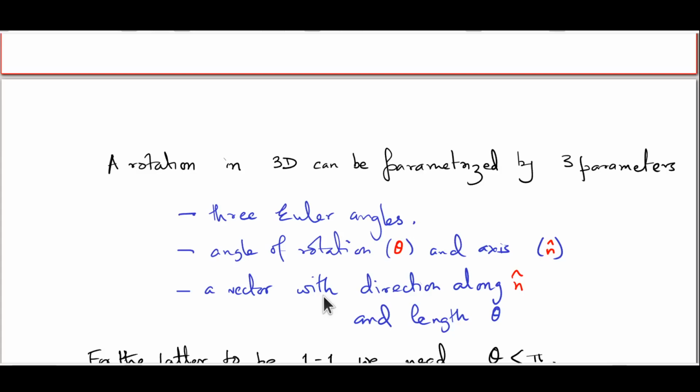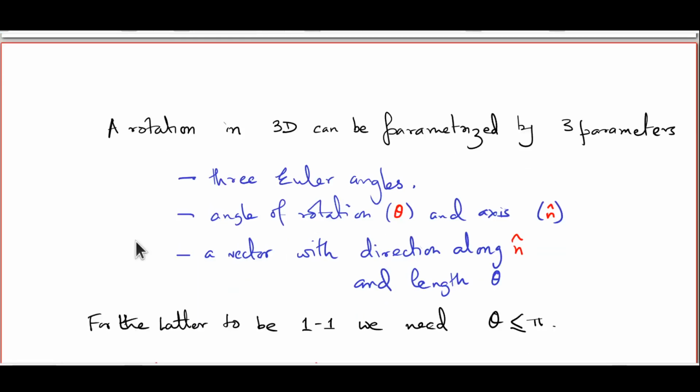You want to make this one-to-one? Well, you have to restrict the range of the angle. Now, while it is sort of natural to think that the range should be 2 pi, actually the range that we are looking at is that theta should be a positive number which is less than or equal to pi. The reason why we need to keep the angle restricted to pi or below is as follows.